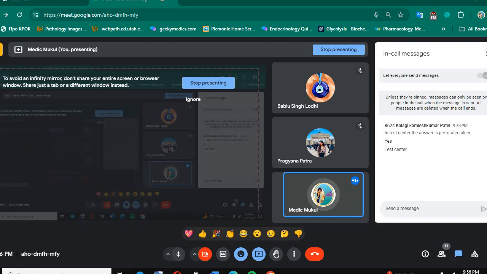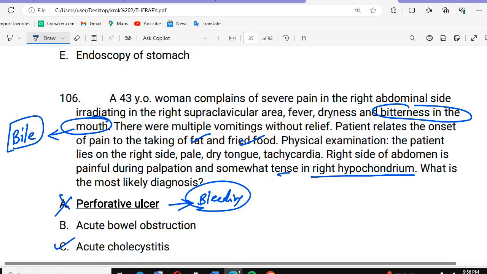Okay, I will check this question again, but it should be acute cholecystitis because nothing has been mentioned regarding the perforative ulcer. But if it is on the test center website, then we will consider it, and I will tell you how you can do it.